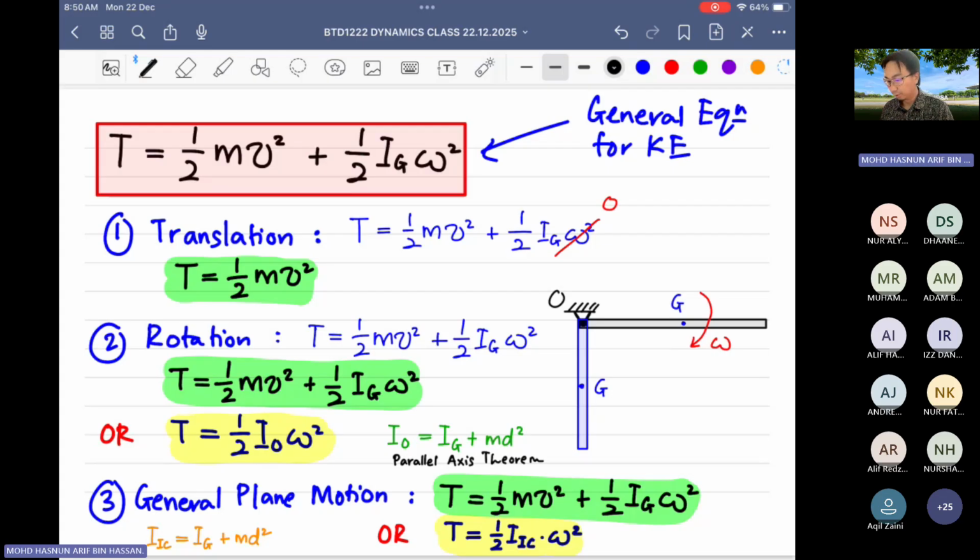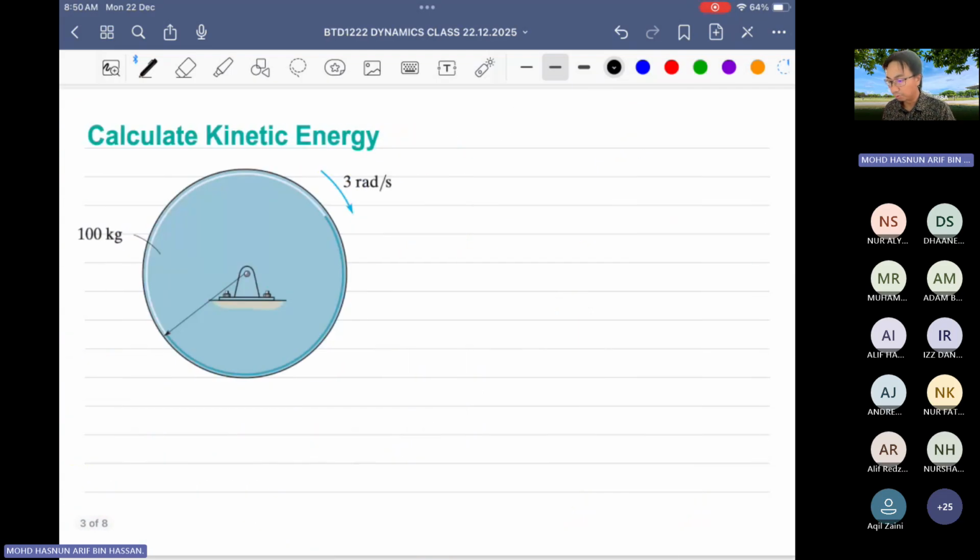Okay, so if there's no question, let's proceed to an example of kinetic energy calculation. So we have an object here. The weight of the object is given as 100 kg. And also we have here the 3 radian per second, which is omega. This is basically the value of omega. This is the value of m. And first, what we want to calculate is the kinetic energy of this object.